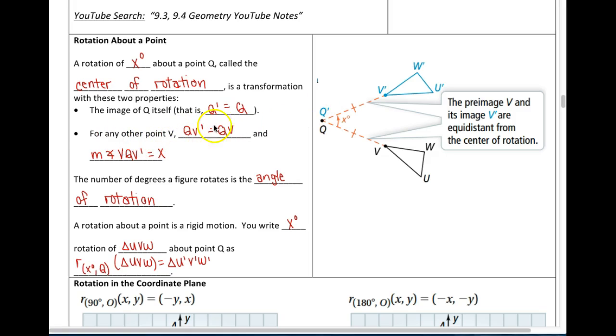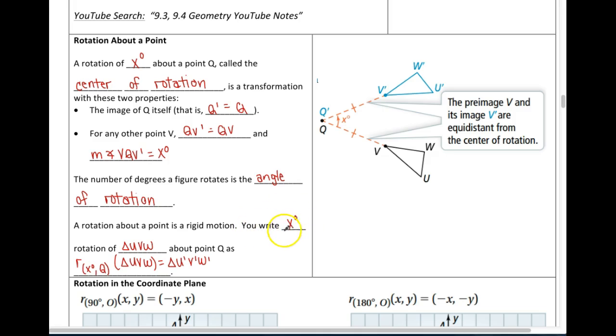For any other point V, QV prime equals QV, and the measure of angle VQV prime is equal to x degrees. Okay? The number of degrees a figure rotates is the angle of rotation. A rotation about a point is a rigid motion. Okay, that means it preserves distance and it preserves angle measure.